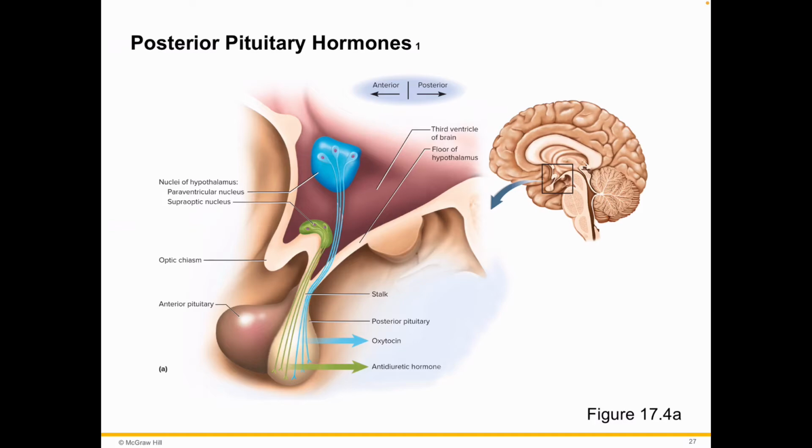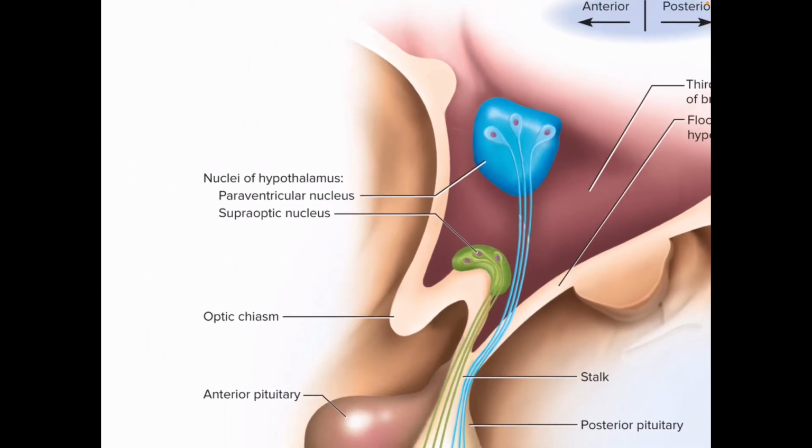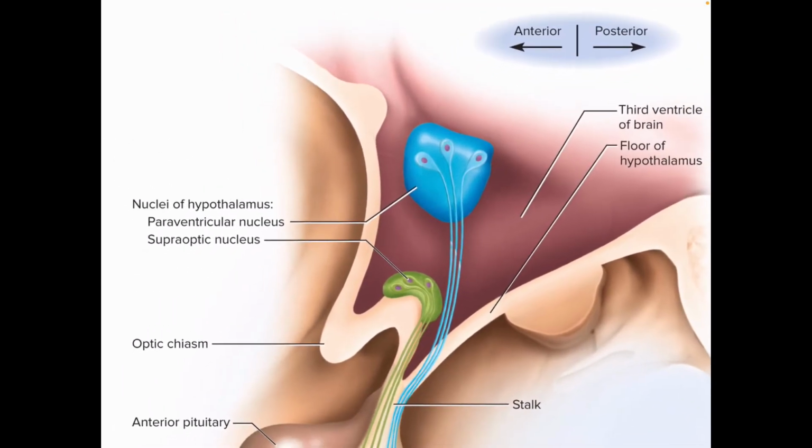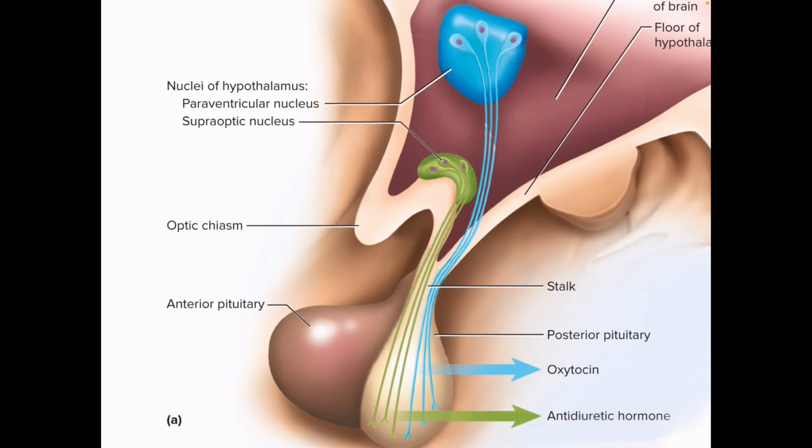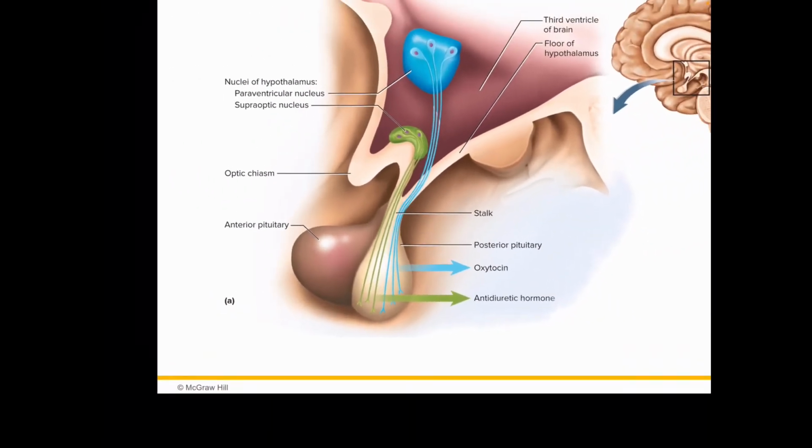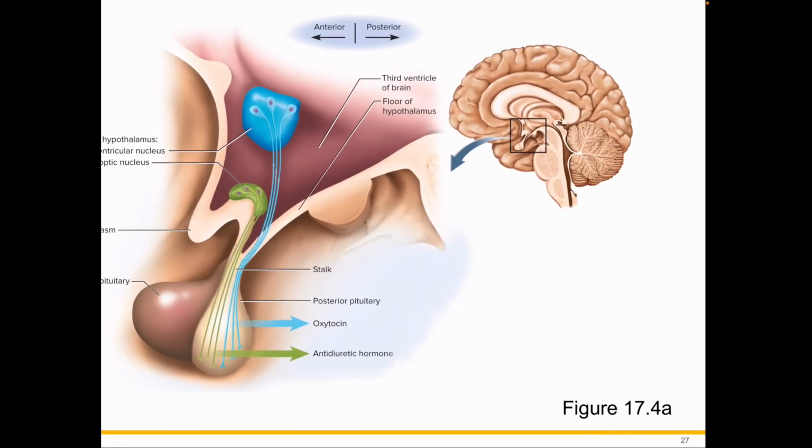Some of the other components that you might want to know about would be right here. This is called the nuclei of the hypothalamus. It has a paraventricular nucleus and a supraoptic nucleus. The green one is supraoptic because it sits right above the optic chiasm. Paraventricular is named so because it is right adjacent to the third ventricle of the brain, as we were looking at earlier.